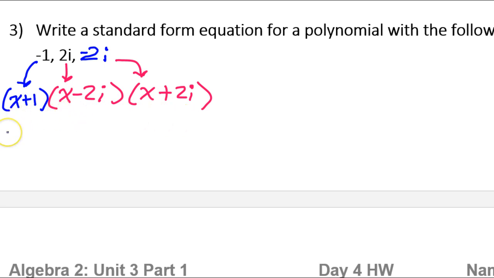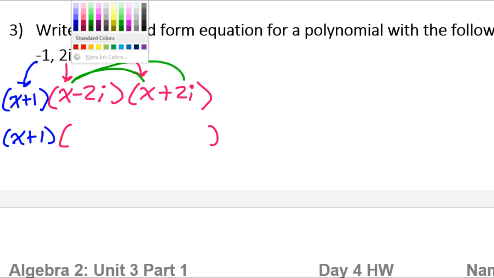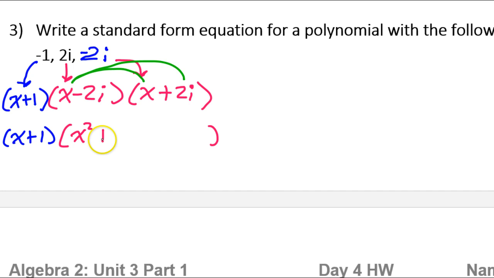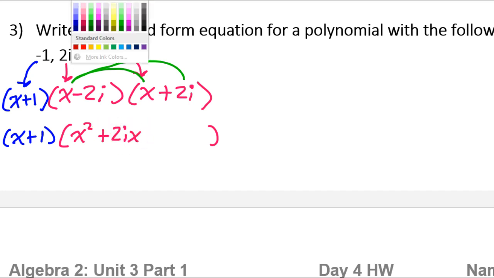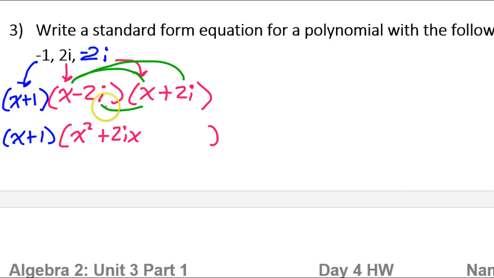So for right now, I'm going to keep the x plus 1. And I'm just going to multiply these. All right, so you know I'm doing the double distributive property. So I'm doing x times x and x times 2i. So that's going to give me x squared plus 2ix. And then now I'm going to do negative 2i times x and negative 2i times positive 2i. Might need a little more space. Negative 2i times x is negative 2ix. Negative 2i times positive 2i is negative 4i squared. All right, negative 2 times 2 is negative 4. I times I is i squared.